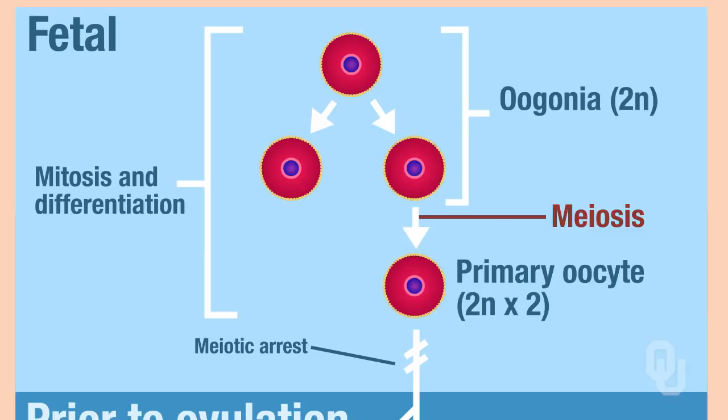So meiosis begins during fetal development. Meiosis may begin, but it's not completed during fetal development. It is only beginning. So during fetal development, the primary oocyte is produced, and that's produced through meiosis. And then that primary oocyte is going to do what's called a mitotic arrest. So the baby has been born, the baby now reaches puberty.